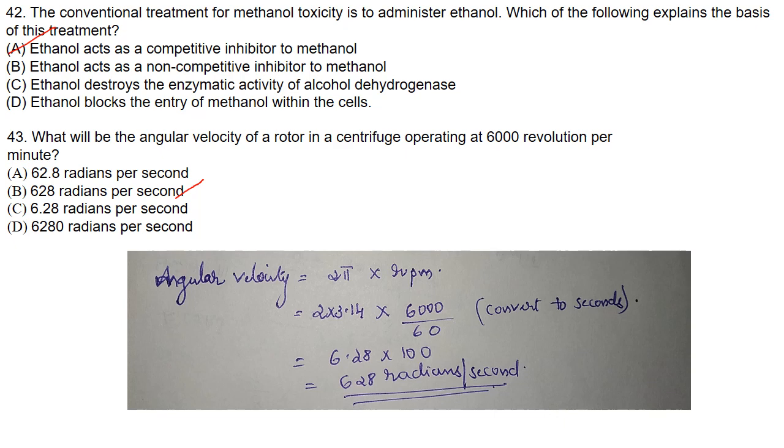Then the conventional treatment for methanol toxicity is to administer ethanol. Which of the following explain the basis of this treatment? Ethanol acts as a competitive inhibitor to methanol. Answer is option A.